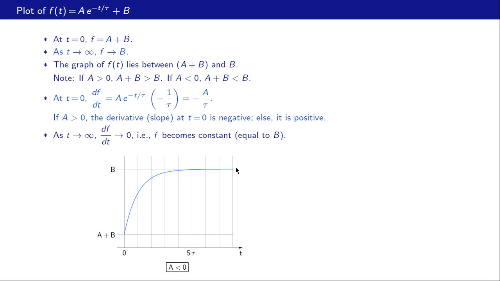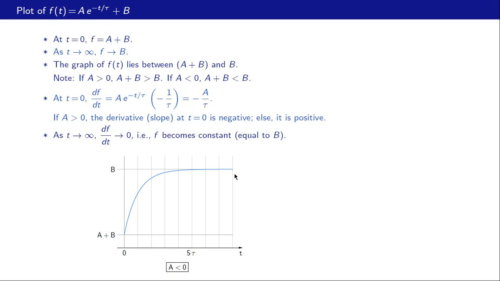What about the slope? If a is less than 0, then the slope at t equal to 0 is positive, like that. And as t tends to infinity, the slope anyway goes to 0 irrespective of the sign of a. And we notice that also over here. And notice also that things stop varying after 5 times tau, as we have already seen in the last slide. So after 5 tau, this function f of t becomes approximately constant, does not change thereafter.